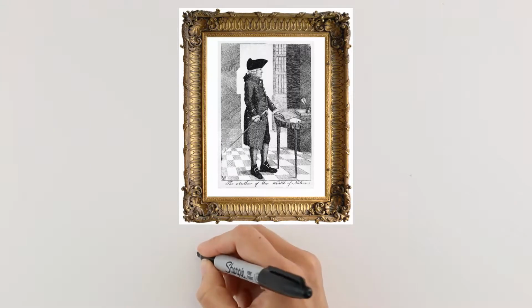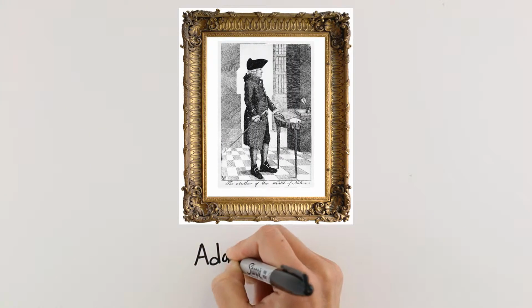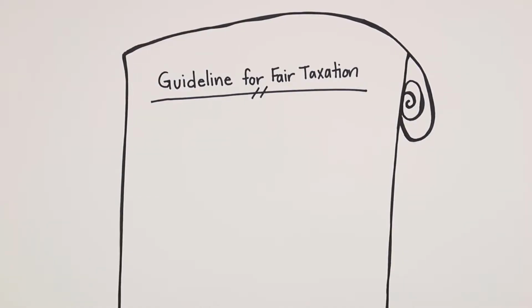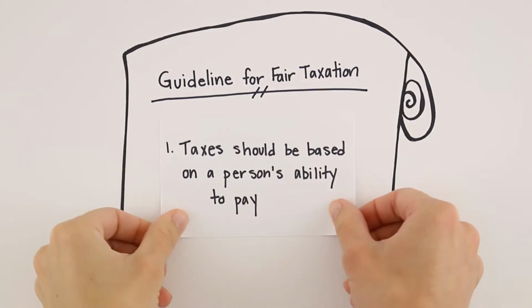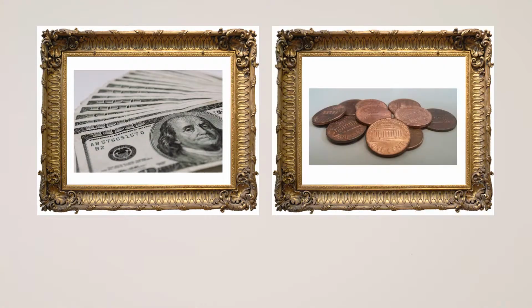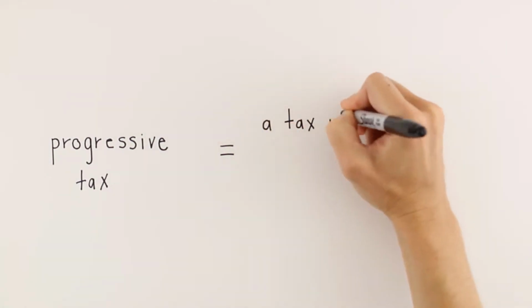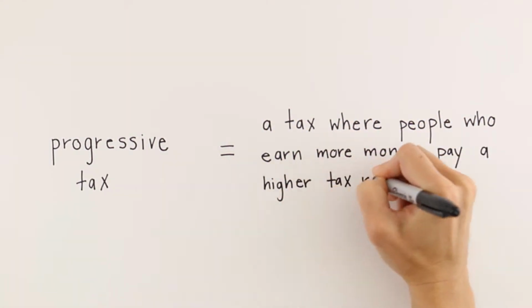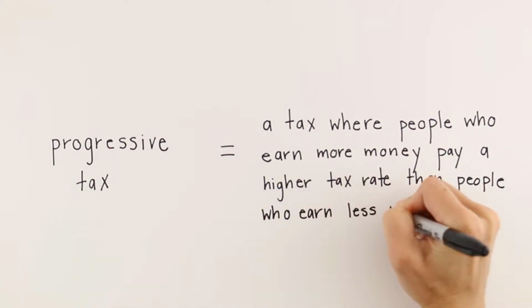In 1776, an English economist named Adam Smith came up with a guideline for fair taxation. First, taxes should be based on a person's ability to pay, meaning wealthier people should pay more and poorer people should pay less. This is called a progressive tax. A progressive tax is when people who earn more money pay a higher tax rate than people who earn less money.